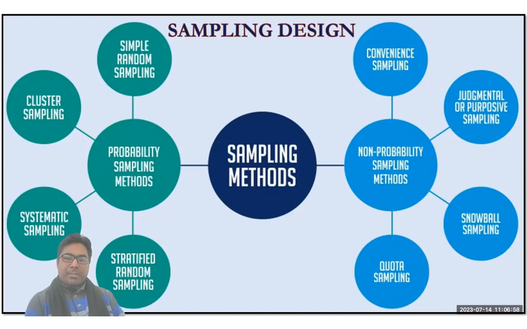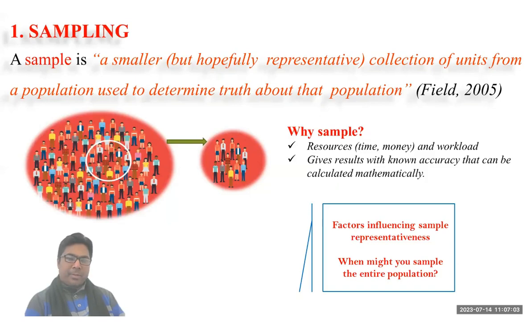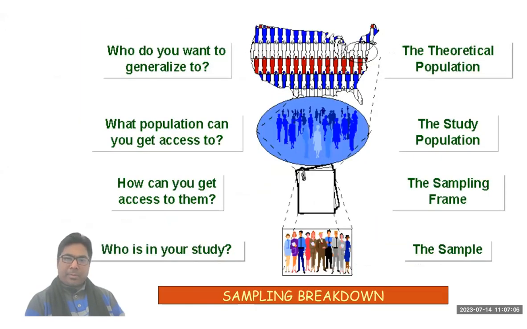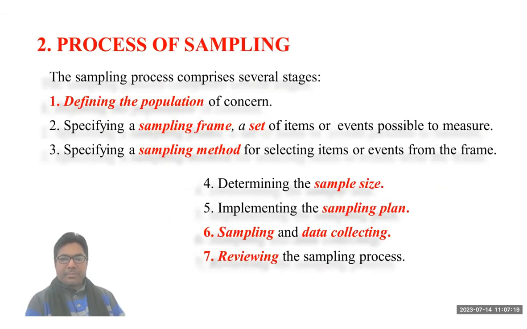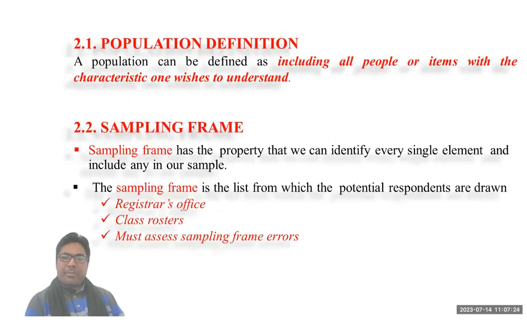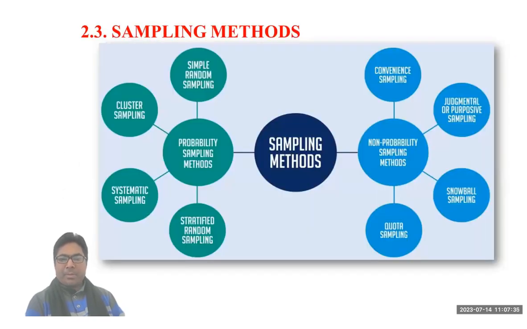In the first part of our lecture on sampling design, we covered what is sampling, what is a sample, then we learned the sampling breakdown, then we came across the stages in sampling or the process of sampling. We have learned the definition of population. We have learned the sampling frame, and we discussed sampling methods.